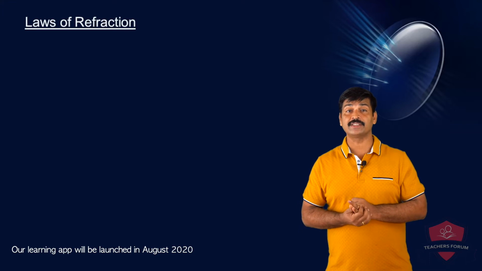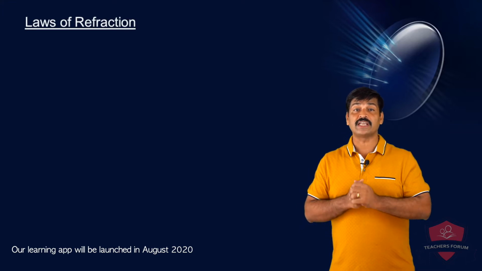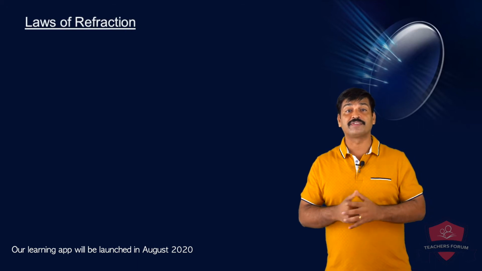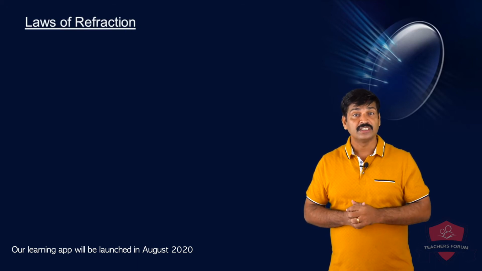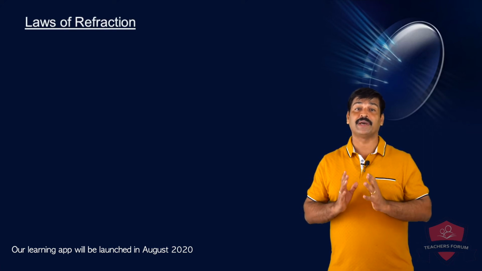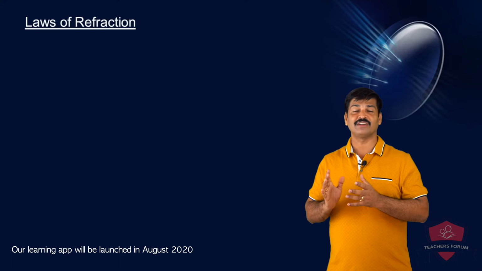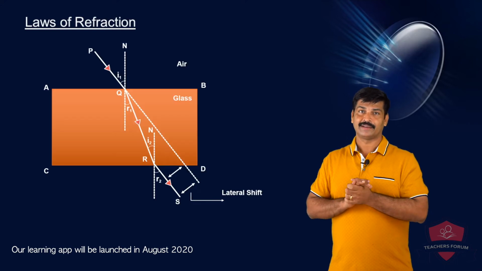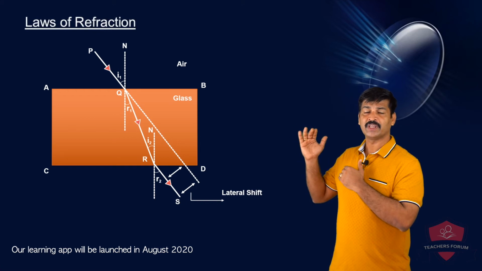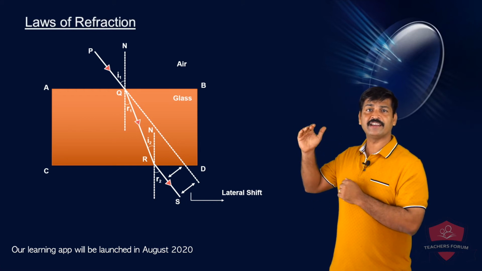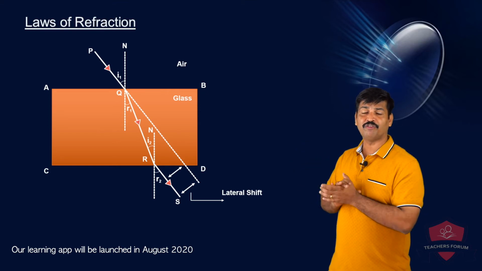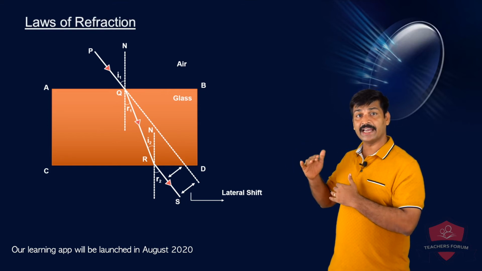The second law is that the ratio of sine of angle of incidence to the sine of angle of refraction is a constant for a given color of light and for a given pair of media. You see, refraction always takes place in a pair. Here you can see what was the first pair in this experiment. In this experiment, the first pair was air and glass. In the second case, refraction takes place. What was the pair of media? It was glass and air.